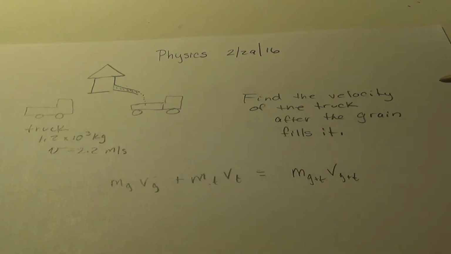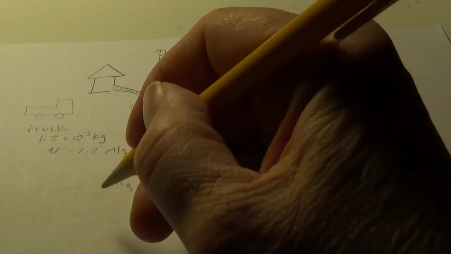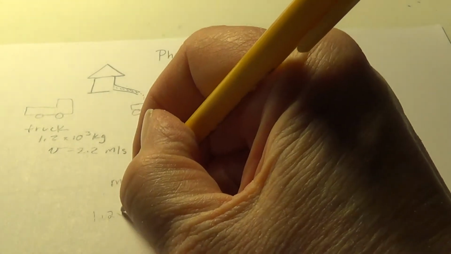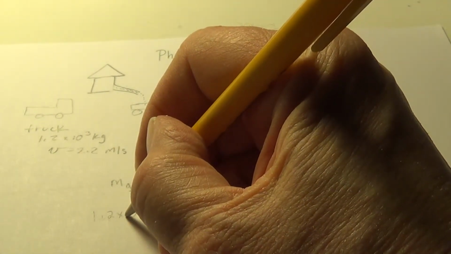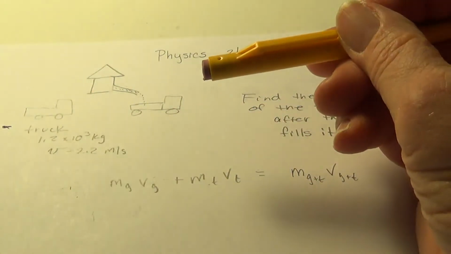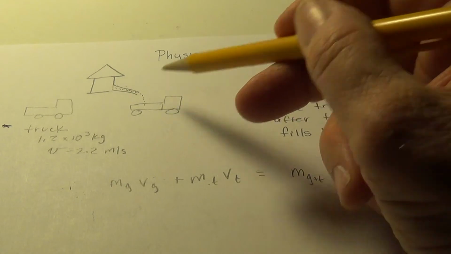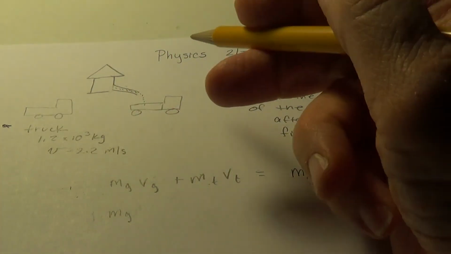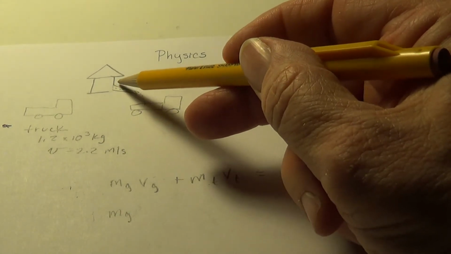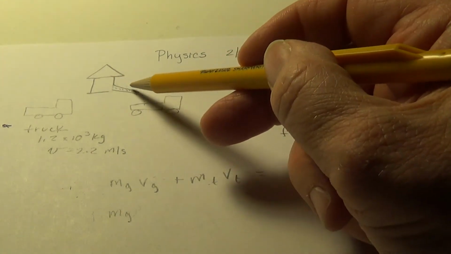Alright, when you come back, here is how it should have been set up. 1.2 times 10 to the third under mass of the truck. So that should go over here. Mass of the grain wasn't given. I'll call it mass of the grain. But before this event, the mass of the grain is all in the hopper.